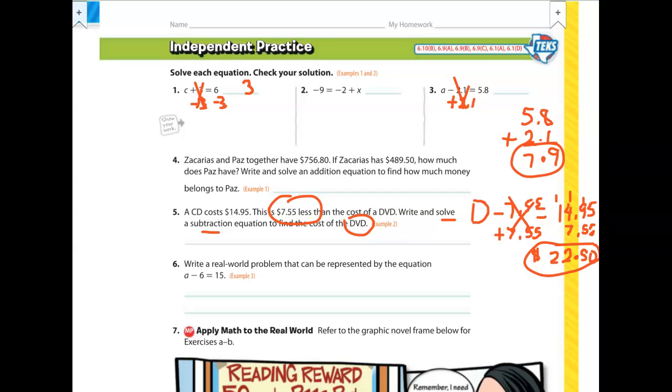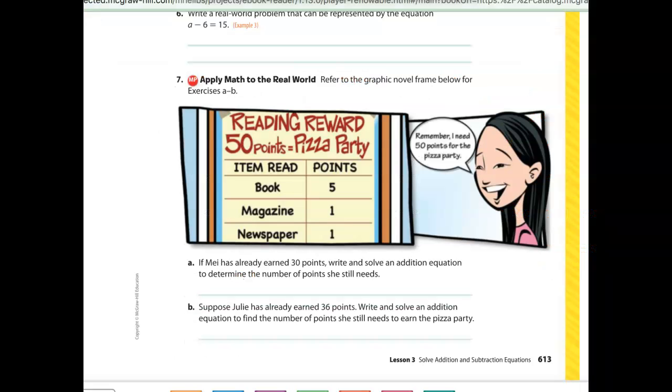Okay, let's go ahead and look down at number 7. We'll do part of that together. We're going to look at this graphic, and it talks about a reading reward: at 50 points you get a pizza party, and you earn the points by reading books, magazines, and newspapers. Part A says May has already earned 30 points. Write and solve an addition equation to determine the number of points she still needs.